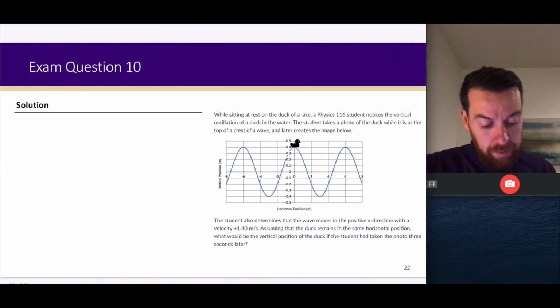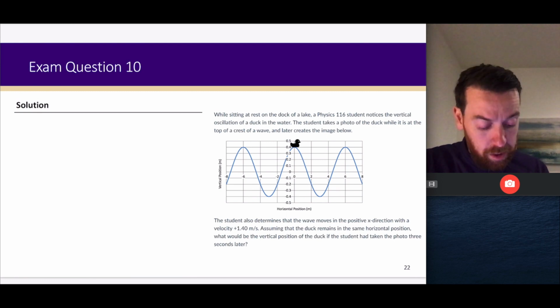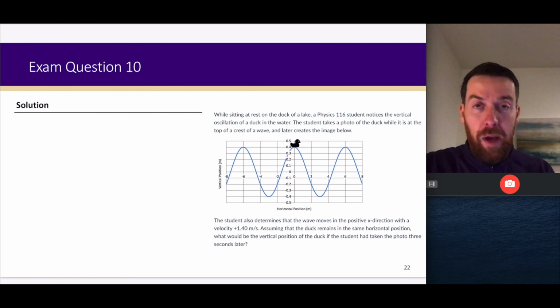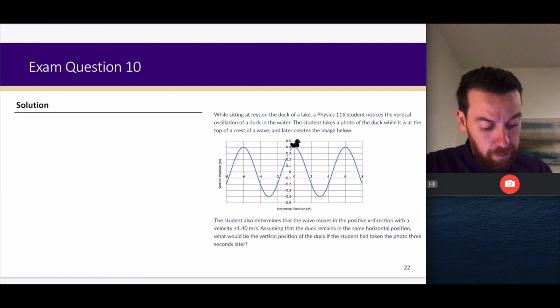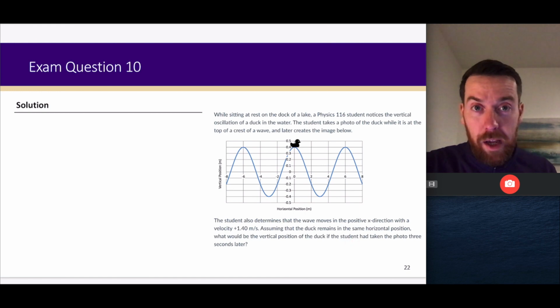So the context here is, while sitting at the dock of a lake, a Physics 116 student notices the vertical oscillation of a duck in the water. The student takes a photo of the duck when it's at the top of the crest of a wave, indicating that we're looking at a cosine wave, with a positive displacement at x equals 0, and then later creates the image below. The student also determines that the wave moves in the positive x direction with a velocity of 1.4 meters per second. Assuming that the duck remains in the same horizontal position, at x equals 0, what would be the vertical position of the duck if the student had taken the photo 3 seconds later?